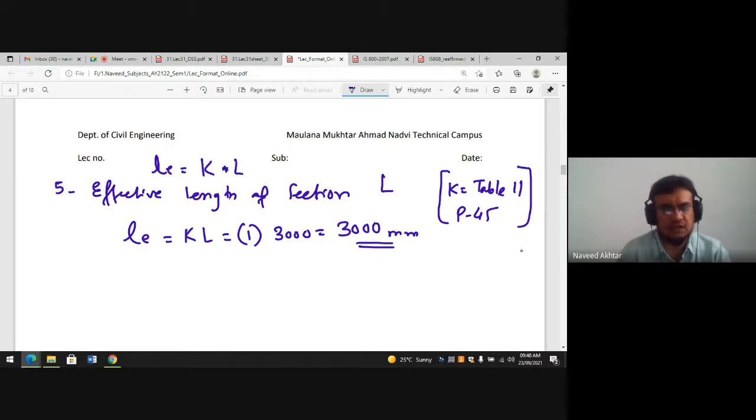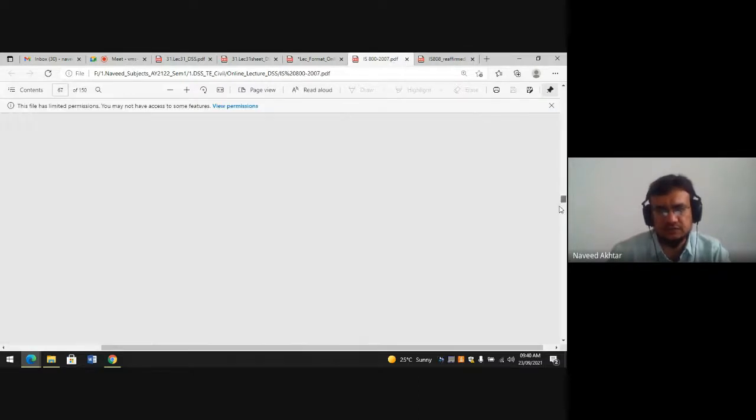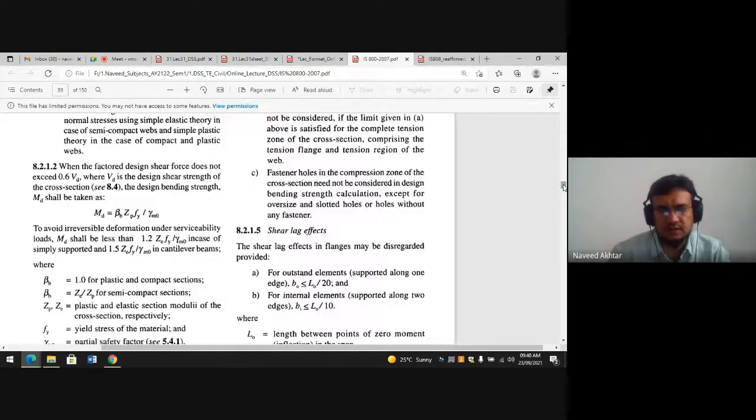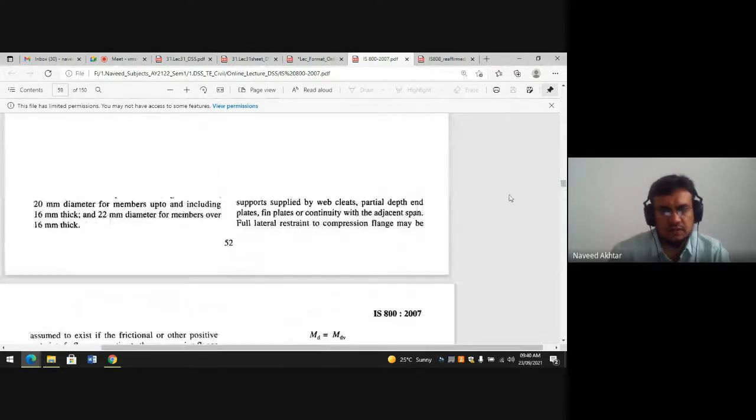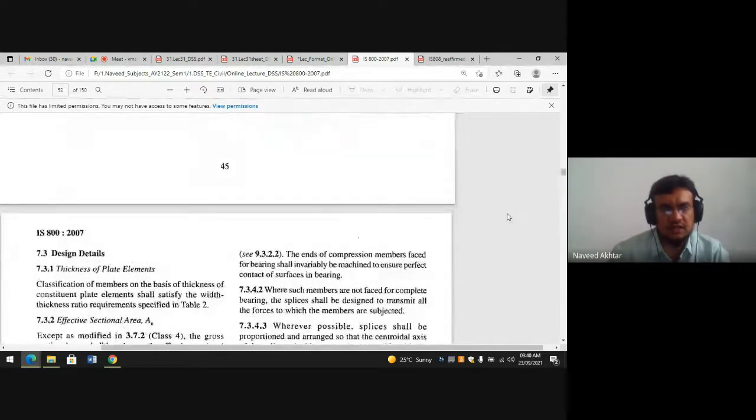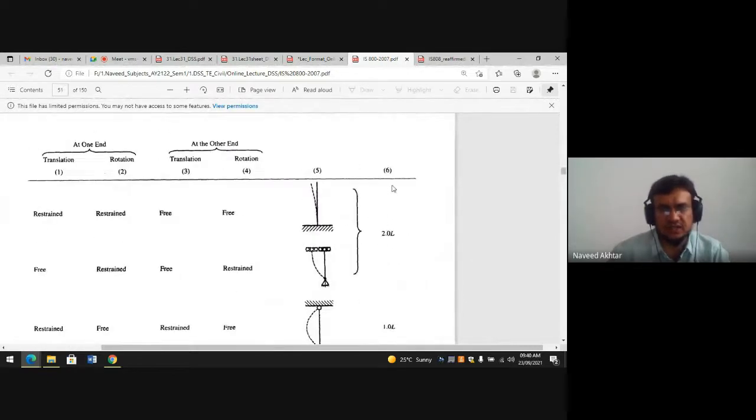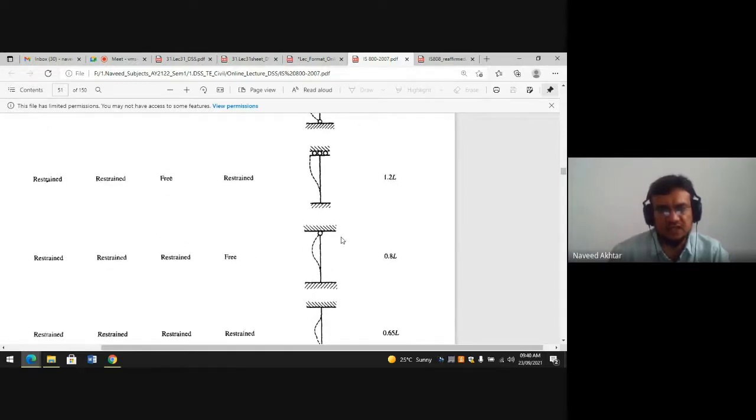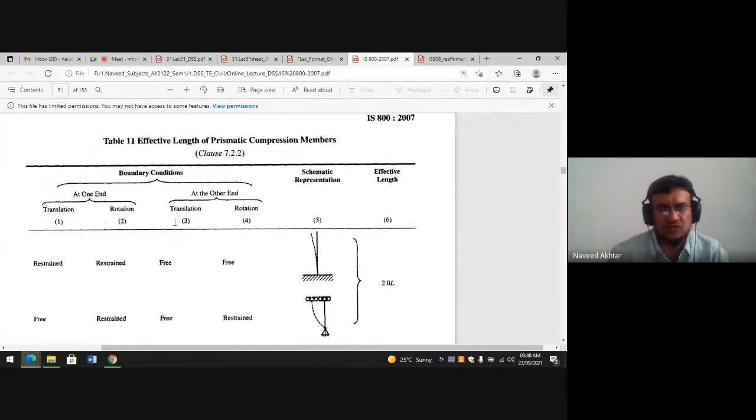If you know the supporting condition, then you can find the value of K from table number 11, page number 45. From the end conditions, you can find this equivalent value: K, 2L, 1L, 1.2L, as per the support condition that we have already discussed earlier, so we don't need to discuss it here. From this table, you can find the effective length.